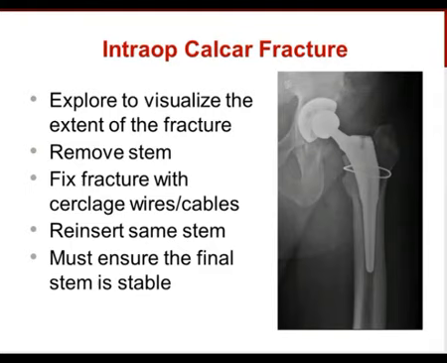If you have a small calcar crack, there's a number of things you want to do in surgery. Number one is remove the stem. Number two is make sure that the fracture does not propagate past the calcar, past the lesser trochanter. Number three, cerclage cable or wire the femur proximally, as was done in this situation. Number four, reinsert the same stem. And finally, make sure that stem is stable. If that stem is not stable, then you need to use an implant that is stable.